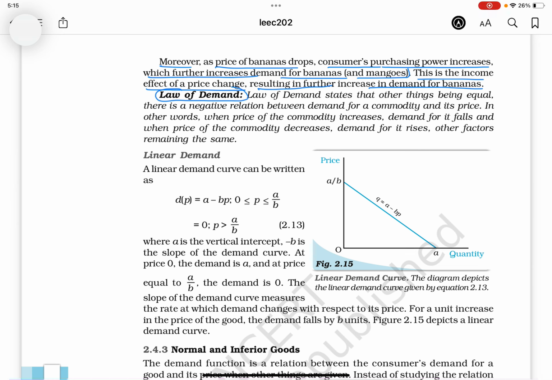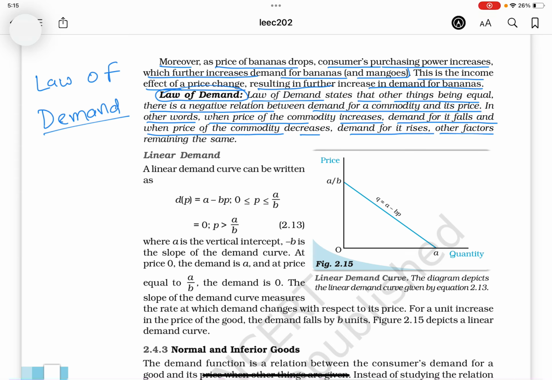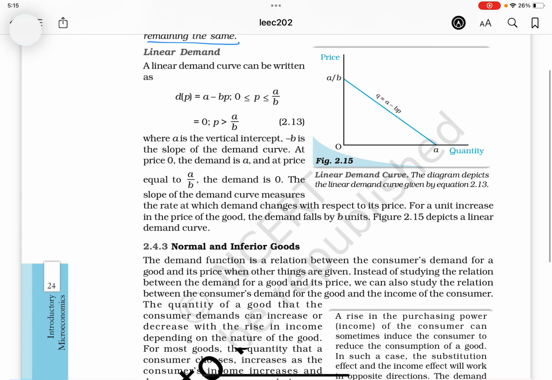अब क्या कहते हैं, लॉ ऑफ डिमांड क्या है? Law of demand. The law of demand states that other things being equal, there is a negative relation between demand for a commodity and its price. In other words, when the price of a commodity increases, demand for it falls, and when the price of a commodity decreases, demand for it rises. Other factors remaining the same.